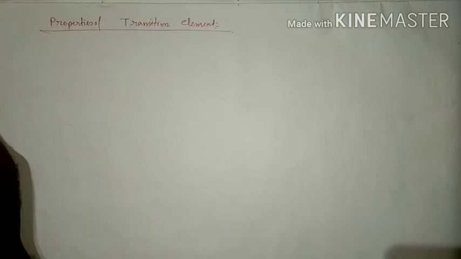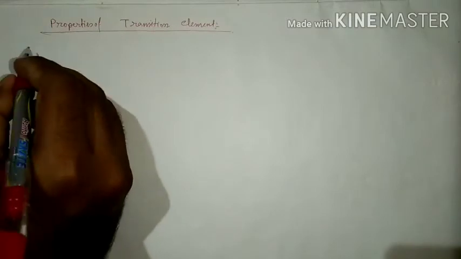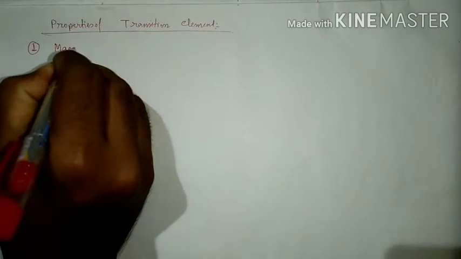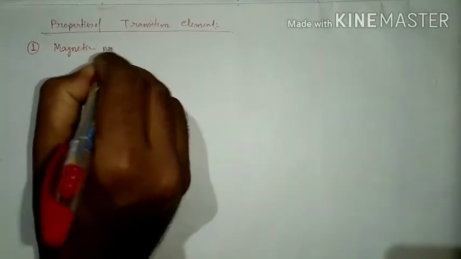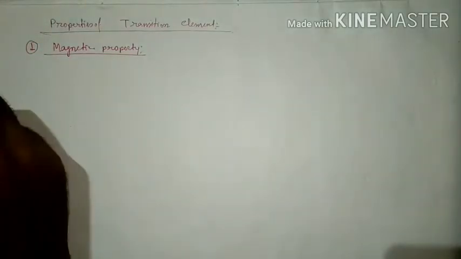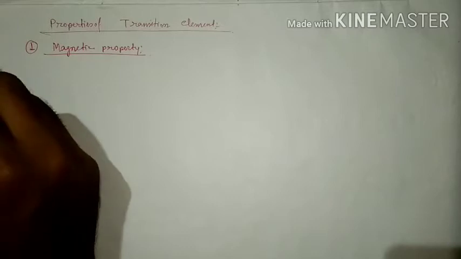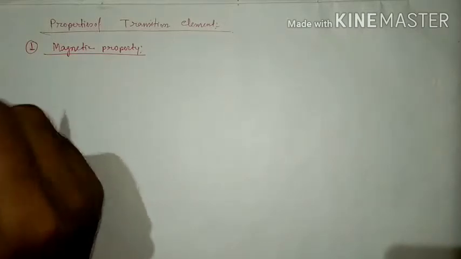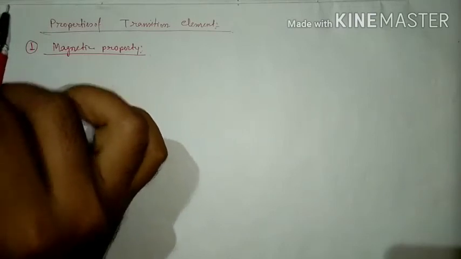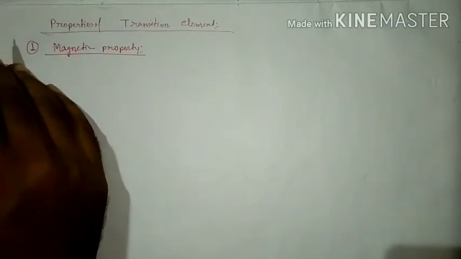First property I'm discussing today is the magnetic property. What do you mean by magnetic property? Magnetic property of any element defines the tendency to attract towards magnet. Okay, these are the magnetic property.